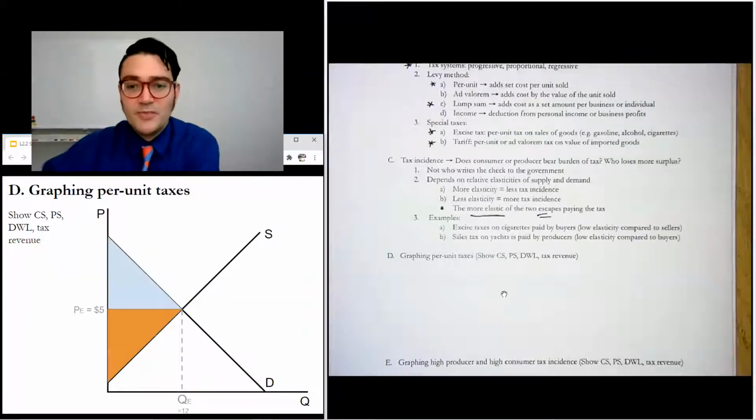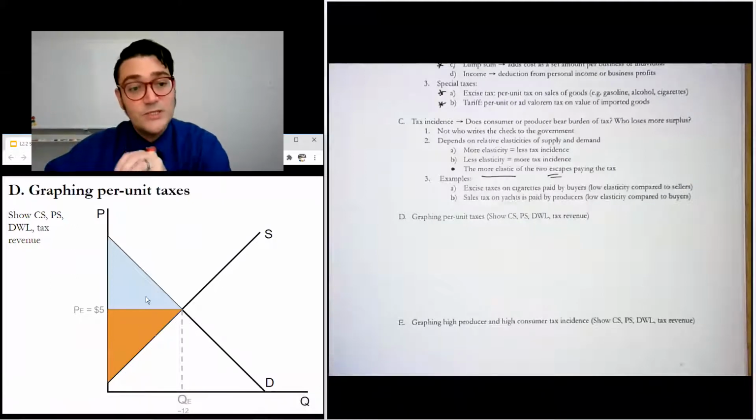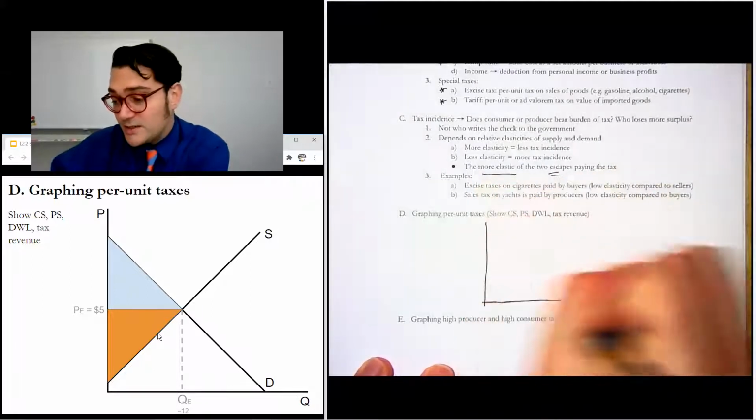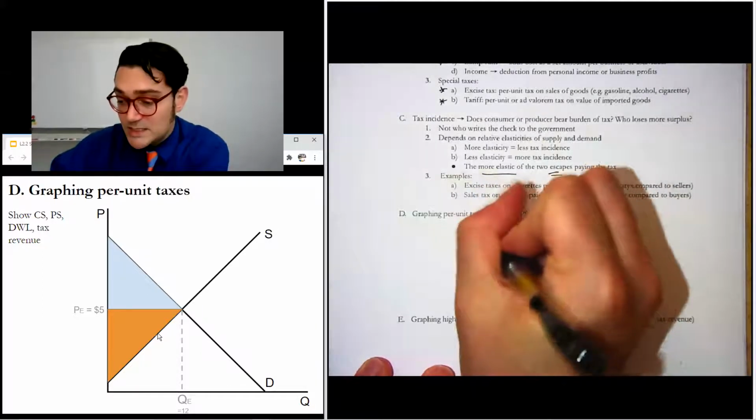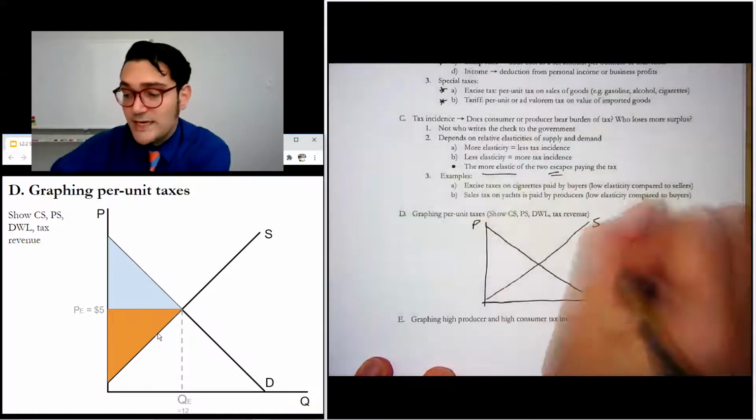So let's take a look at graphing per unit taxes. Now, I don't want you to graph this, but this picture down below hopefully will illustrate what's going on. I'm going to draw the picture, but you'll see it with these slides as well. The first thing we're going to do is have a demand curve and a supply curve.